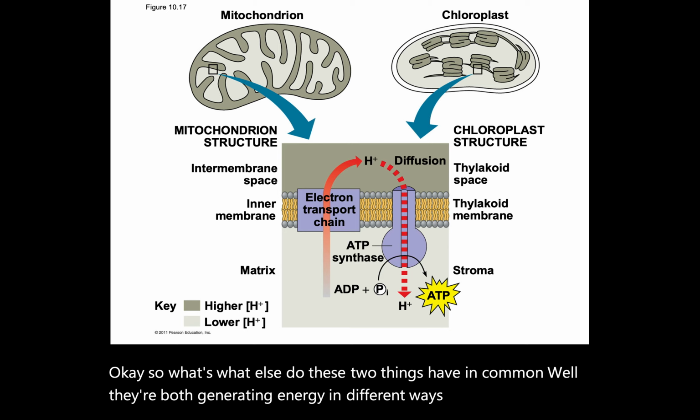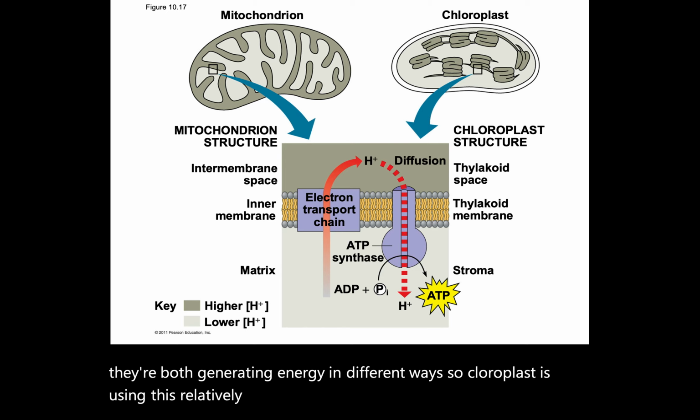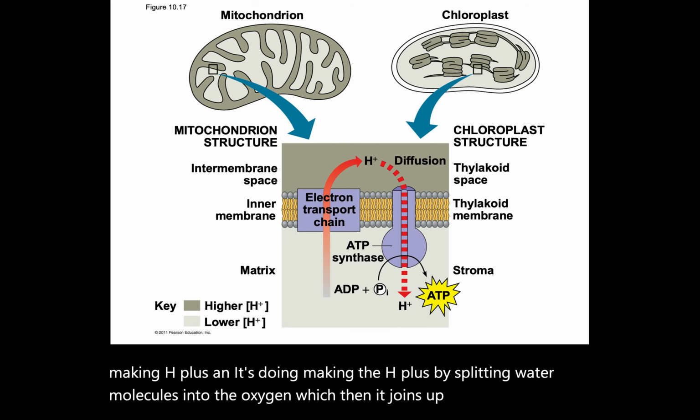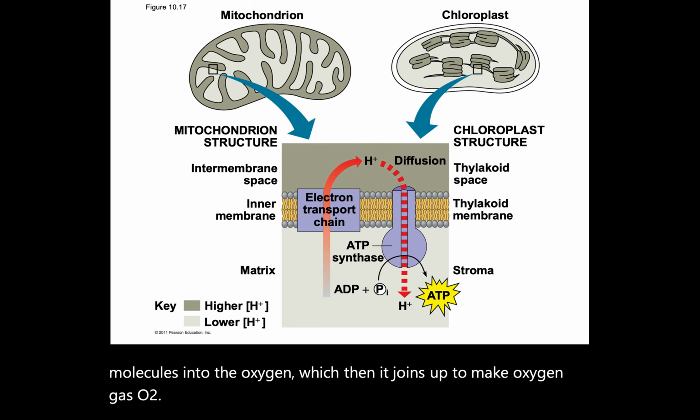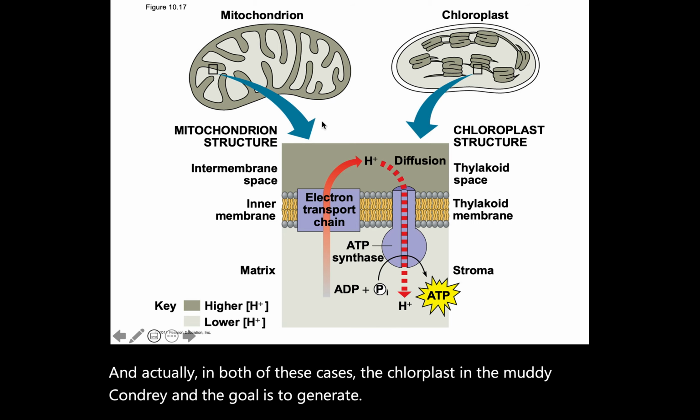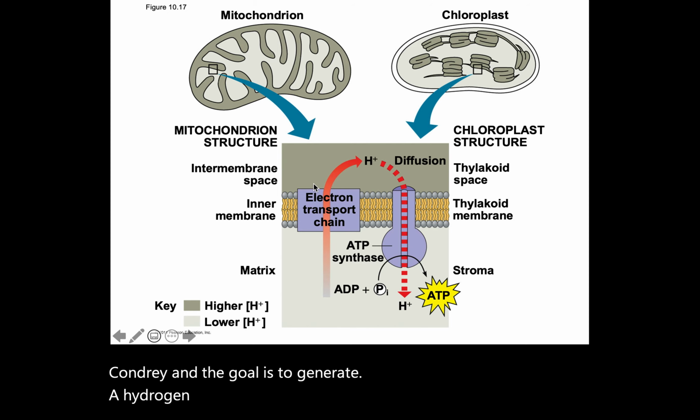So a chloroplast is using this relatively inefficient solar power, and by doing this, it is making H+. It makes the H+ by splitting water molecules into the oxygen, which it then joins up to make oxygen gas, O2, and the hydrogen H+, which is then going to power the ATP synthase. And actually, in both of these cases, the chloroplast and the mitochondrion, the goal is to generate a hydrogen gradient, a proton gradient. So there's a lot more H+ on one side of the membrane than the other.